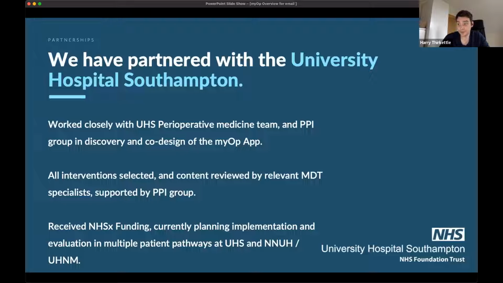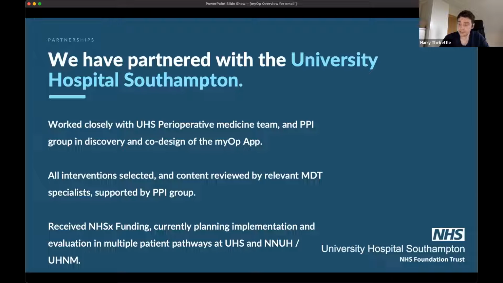As an update, really happy to say that we have now received NHSX funding. So we've got some funding which is allowing us to roll the app out, hopefully at scale, in Southampton, as well as two other sites, which is Norfolk and Norwich and the University Hospital of North Midlands.